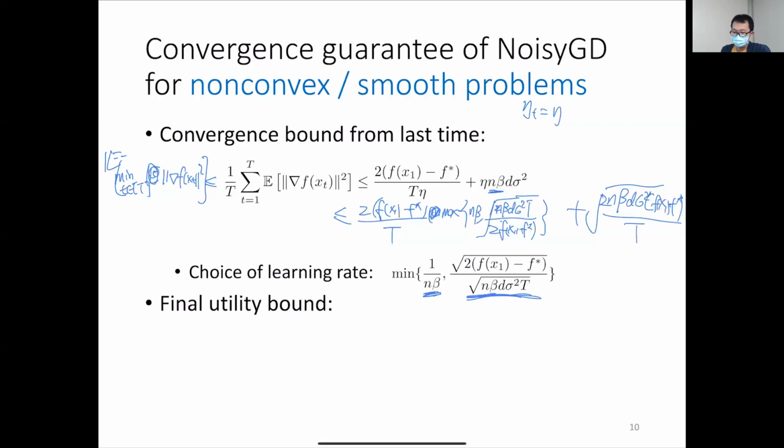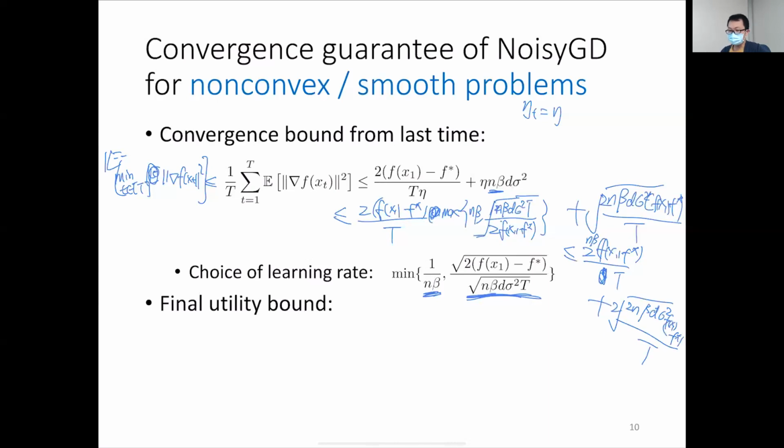So notice that the max is smaller than the summation. The max is smaller than the summation, so the whole thing is now smaller than just 2(f(x1) minus f star) over eta, over n beta over t, plus 2 times this 2n beta d sigma square (f(x1) minus f star) over t.